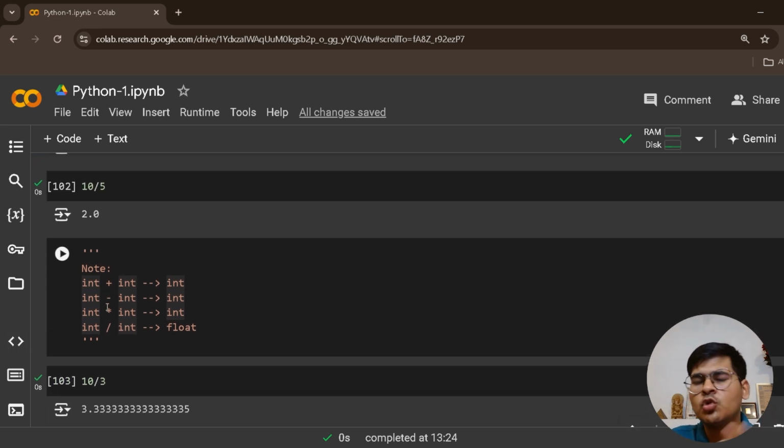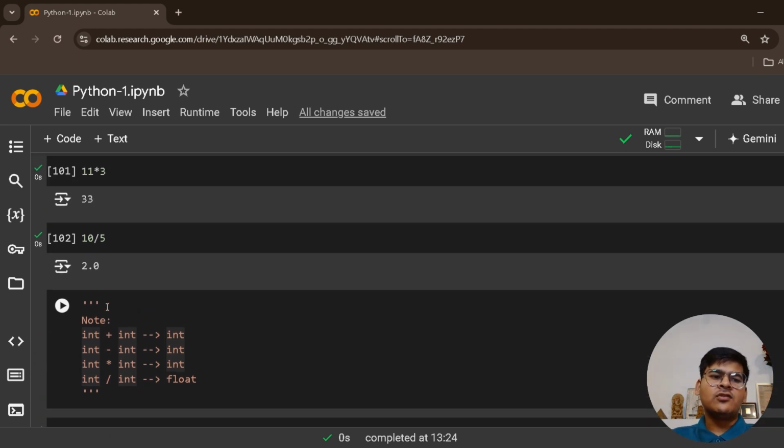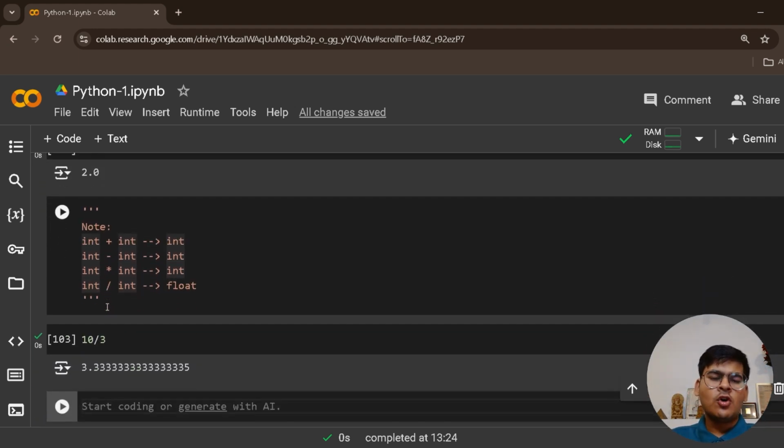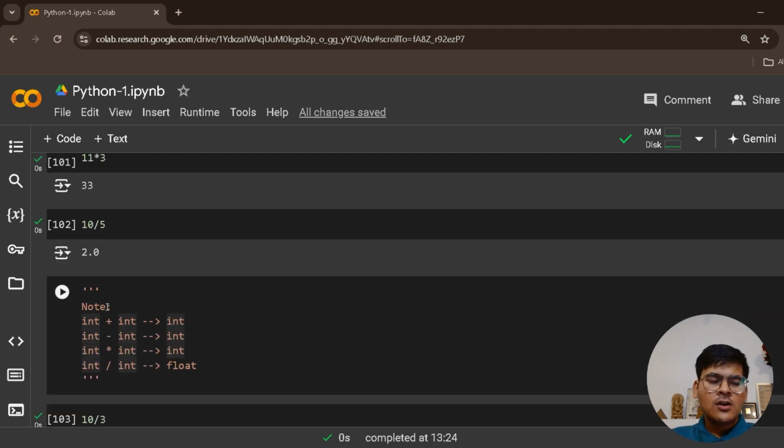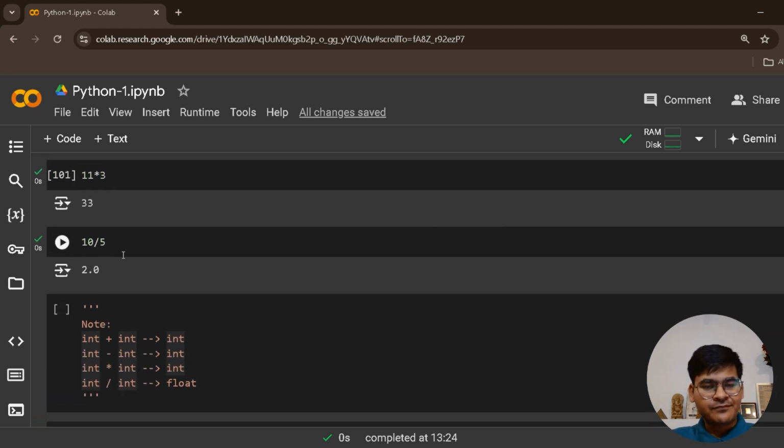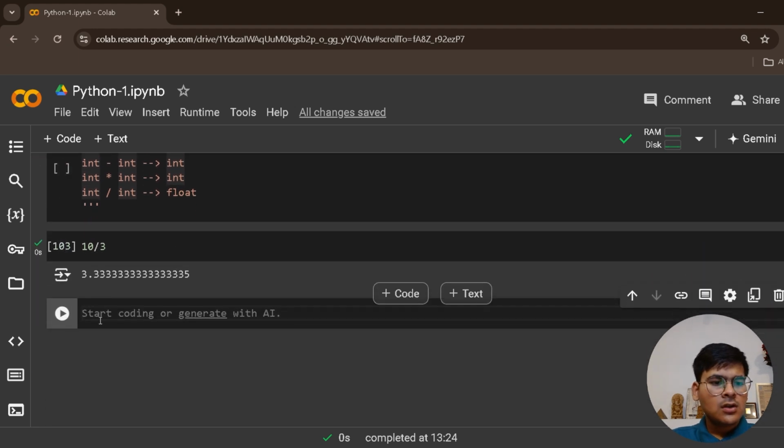That's why Python makes this rule: whenever I am dealing with division, my result will be a float. Because I want to keep it consistent. Whenever division happens, the answer can be a float, so let's make it float always. That's why 10 by 5 divides completely, but still the answer was 2.0, which is a float. Very important. So this is one thing you can remember.